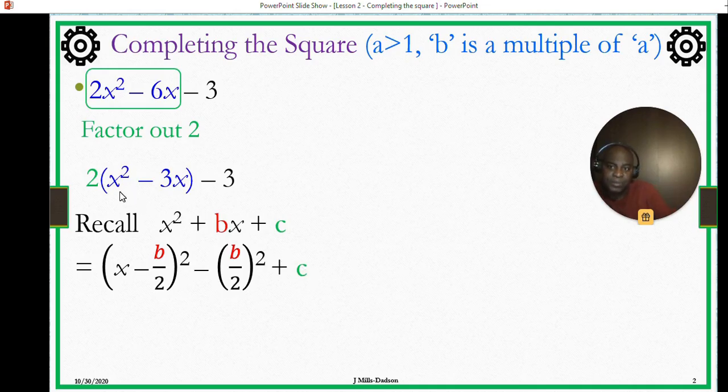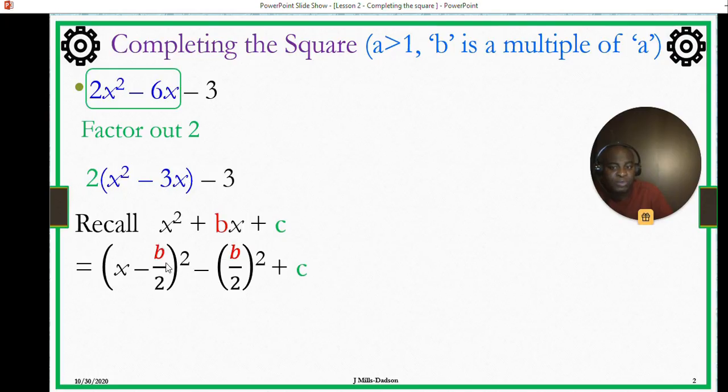So now we need to look at x squared minus 3x. That is going to help us get everything in here. Then we continue with what? Minus 3, which is the plus c. Now we do that. Our b now is 3. So the 6 that we had wasn't the true b because it wasn't in the standard form. So here our b is now 3.